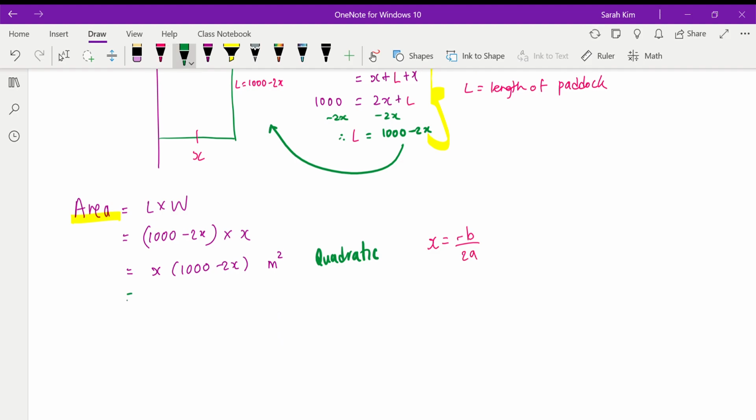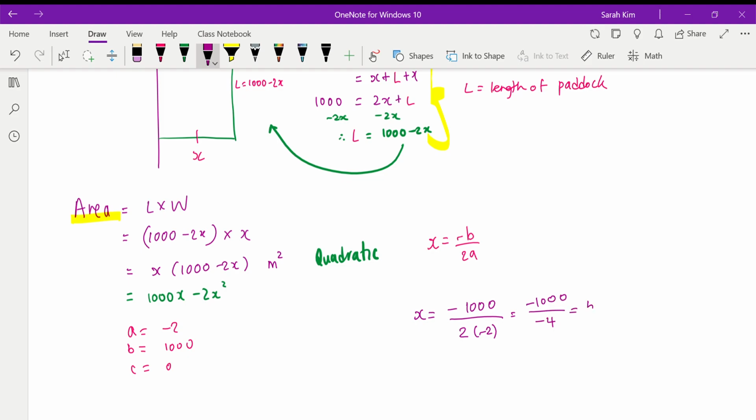So all I have to do is expand it first, analyze my a, b, and c, and then chuck it into the formula. Negative 1,000 over 2 times minus 2, 1,000 divided by minus 4, which is 50. No, that's not true. It's 250 meters. So basically my width is 250 meters.